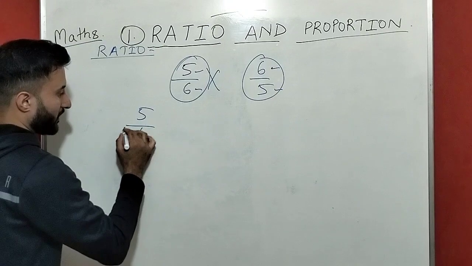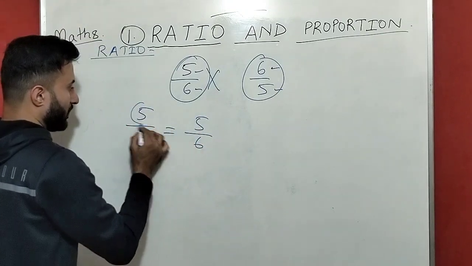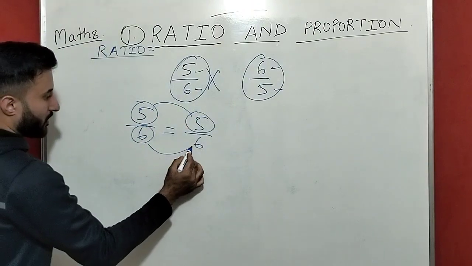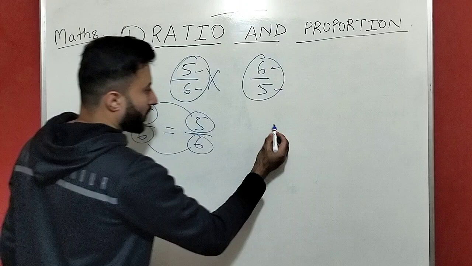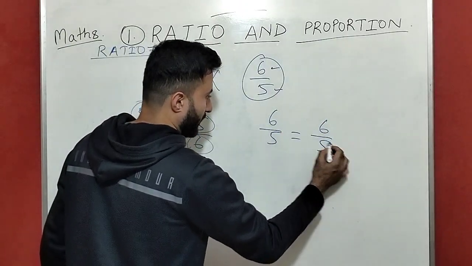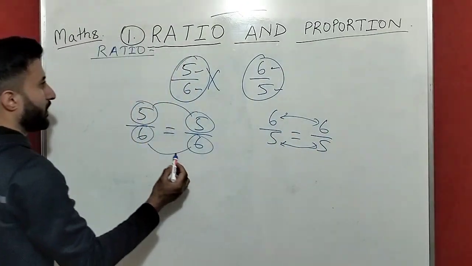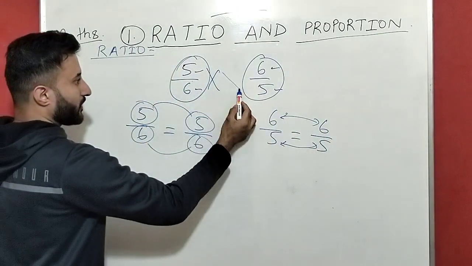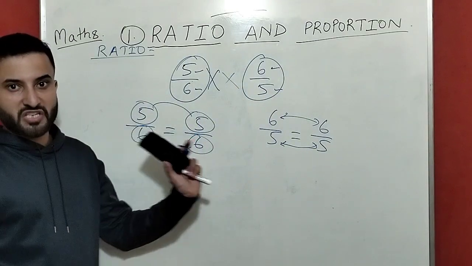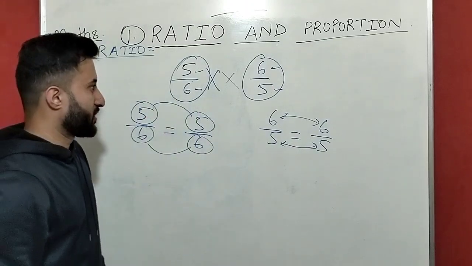If it is 5 by 6, then 5 by 6 is equal to 5 by 6. So antecedent is equal to antecedent, consequent is equal to consequent. Or if you want to write 6 by 5, you have to write it equal to 6 by 5, because the antecedent will be the same and the consequent will be the same. If you write otherwise, it is totally wrong. We cannot change the order of the ratio.